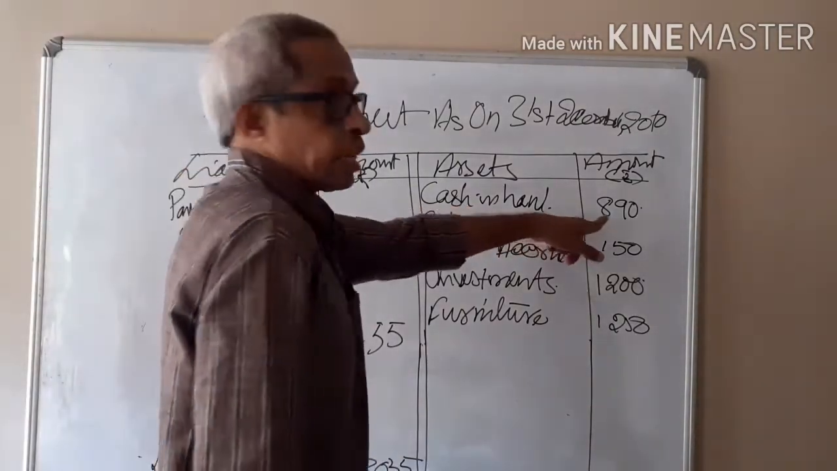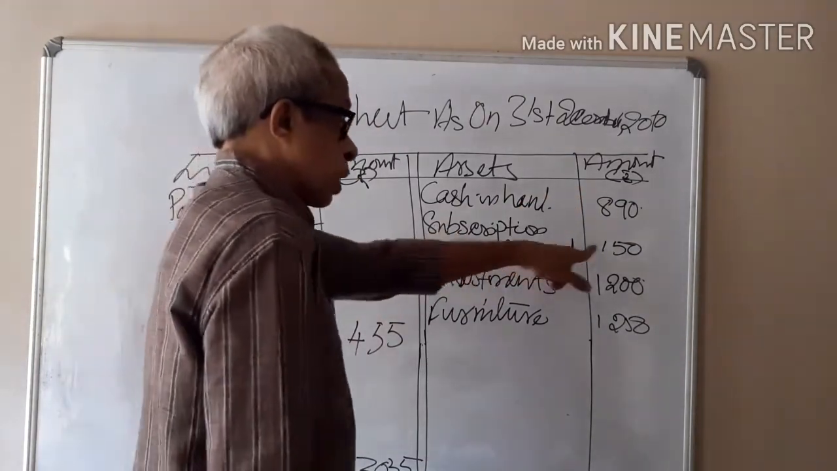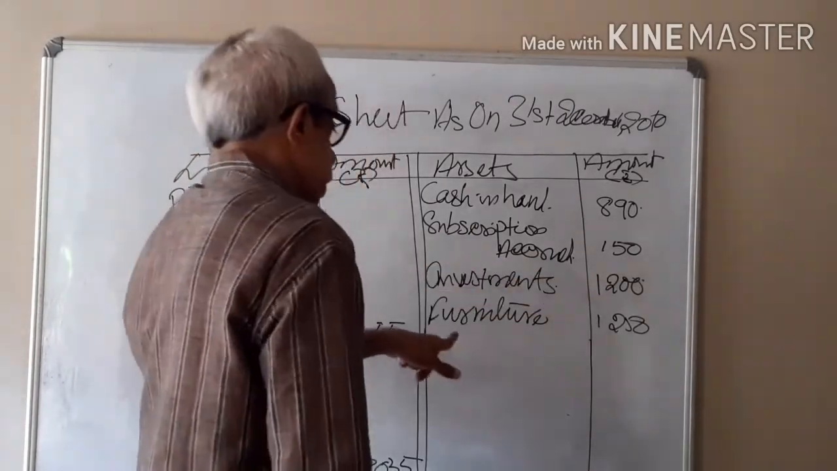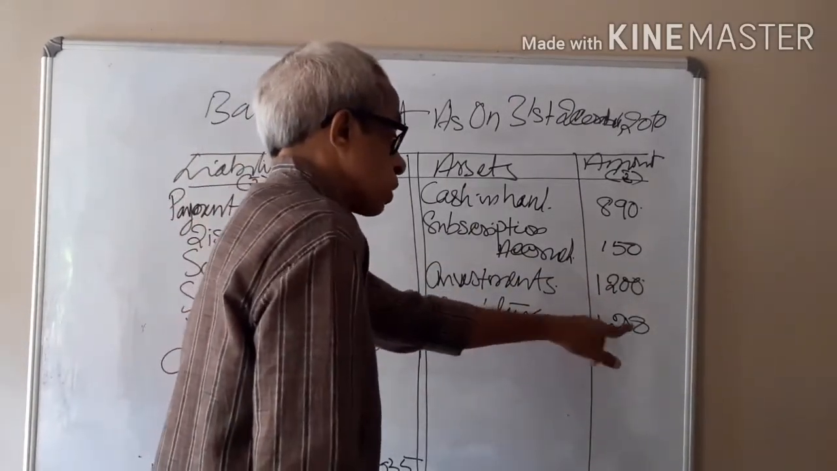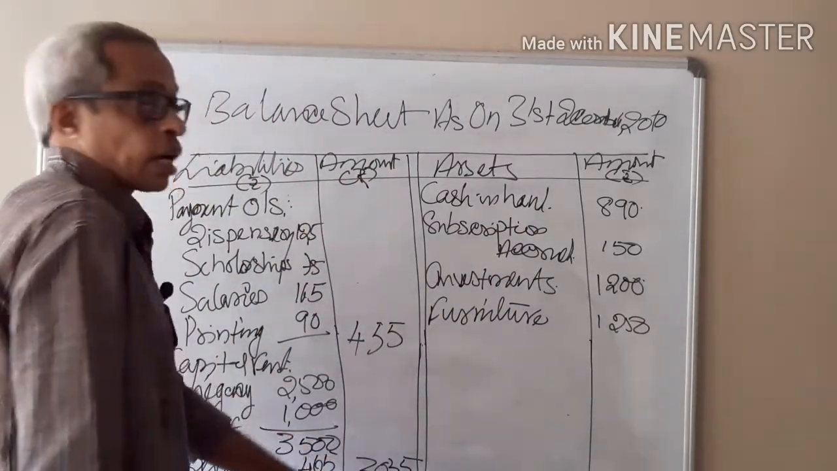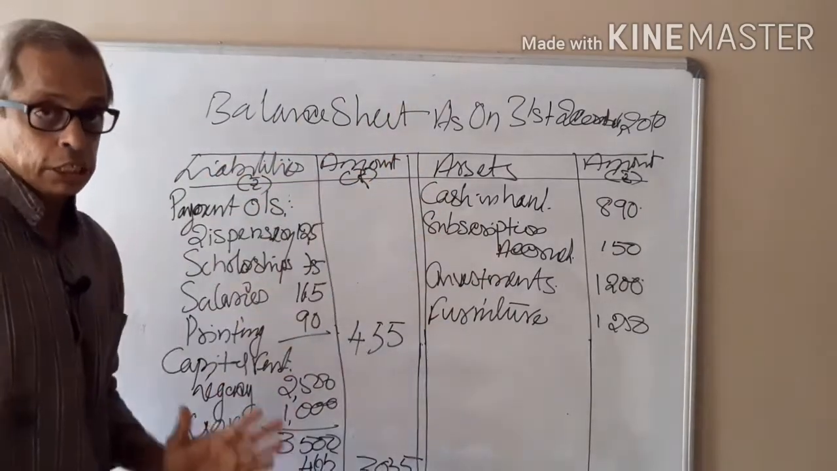Then cash in hand, that is the balancing figure of receipts and payments account. Then subscription accrued, that is 150. Investments 1200. Then furniture 1250. The total being 3490 on both sides of the balance sheet. This is how balance sheet is prepared.